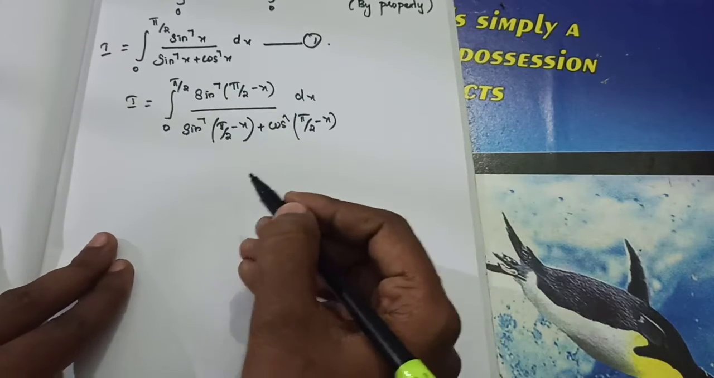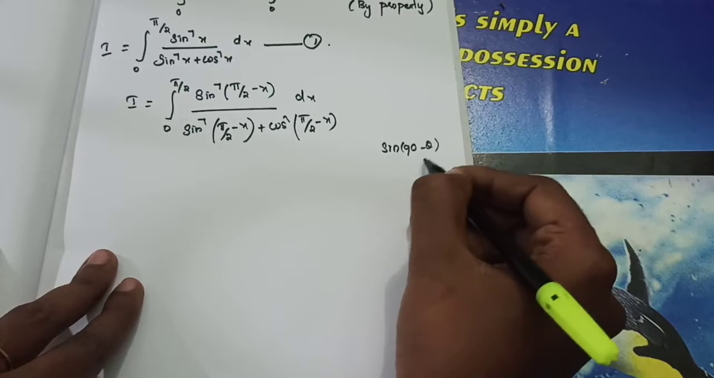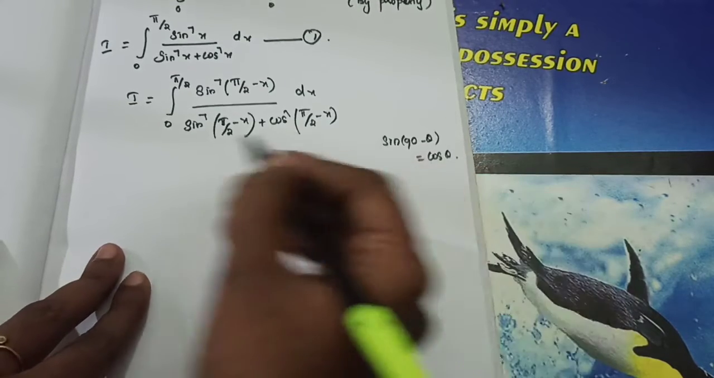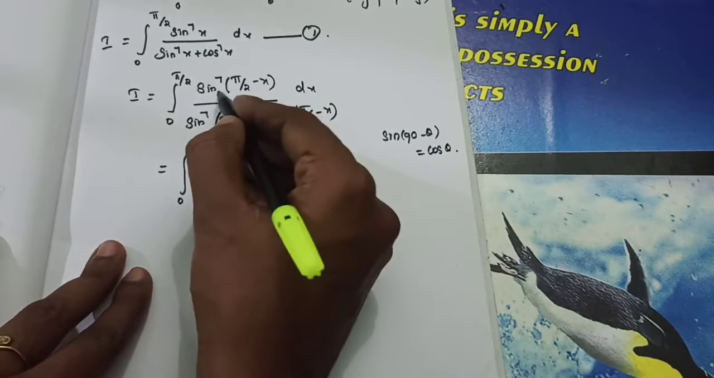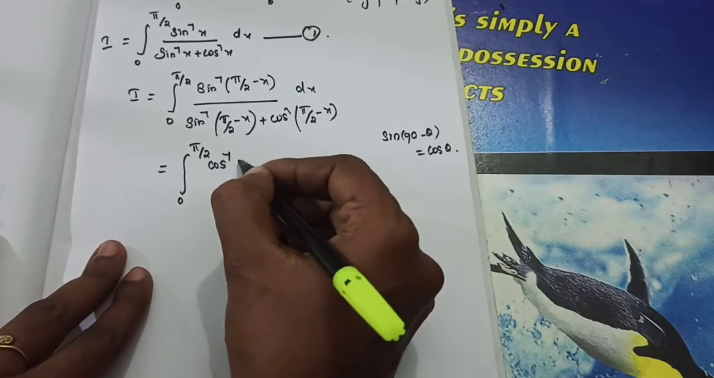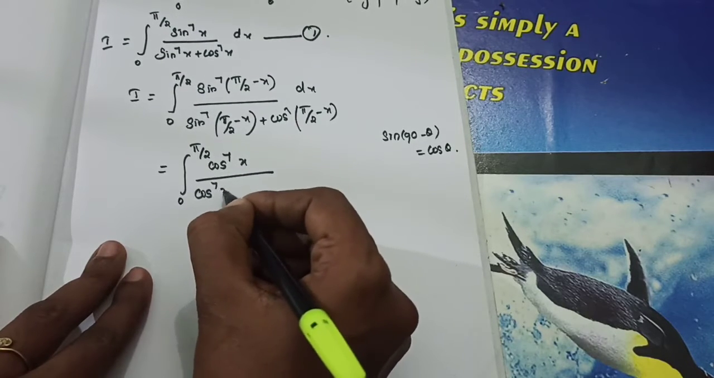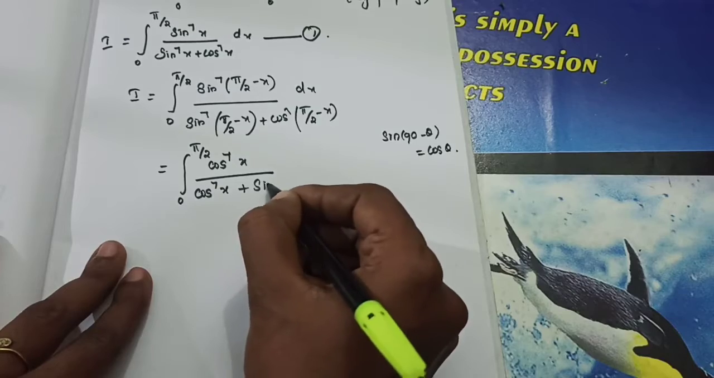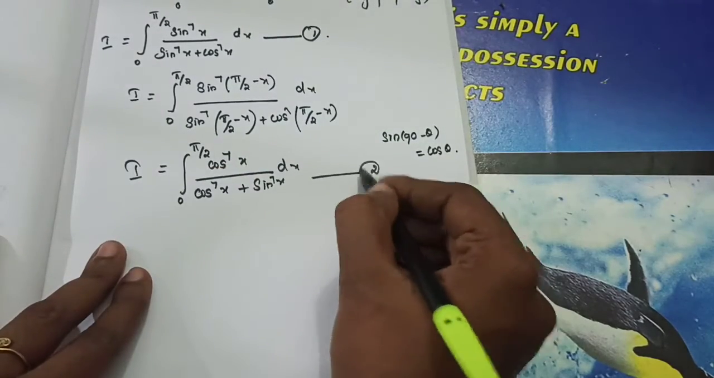In the example I have taught you sine of 90 minus theta. What's the value for sine of 90 minus theta? Cos theta. So the same we will use here. So what will happen? 0 to pi by 2, sine of 90 minus theta, power is not a problem, so cos power 7x, divided by here also cos power 7x plus sine power 7x dx. Okay. So this is the I value. This is equation number 2.